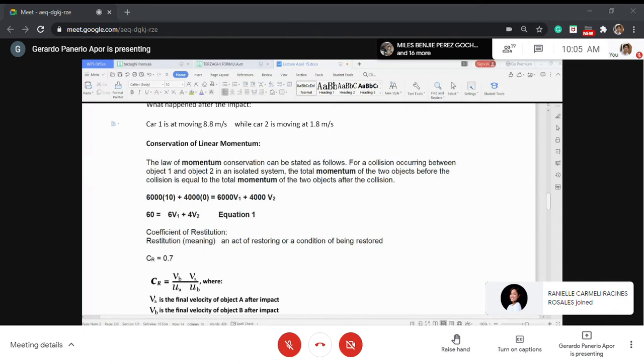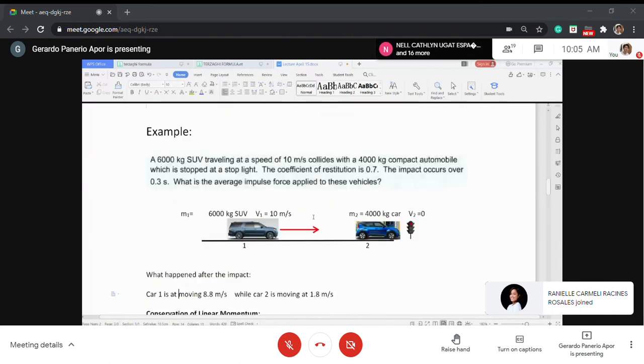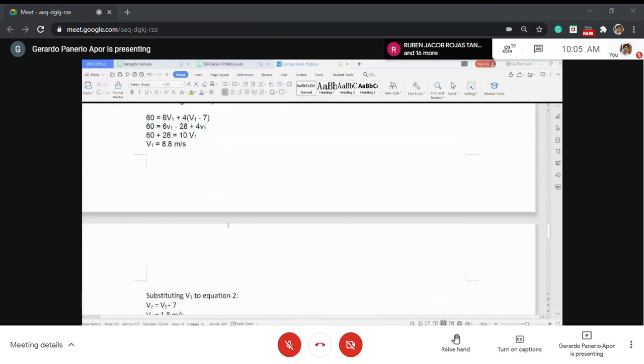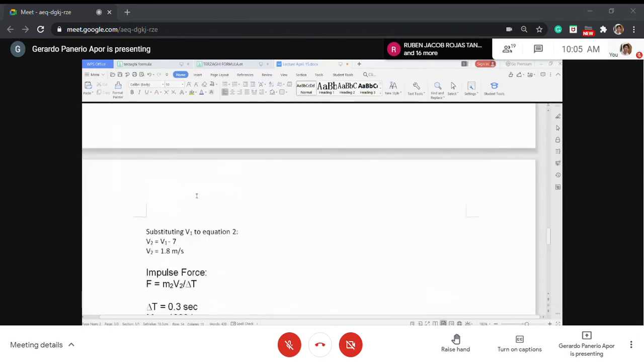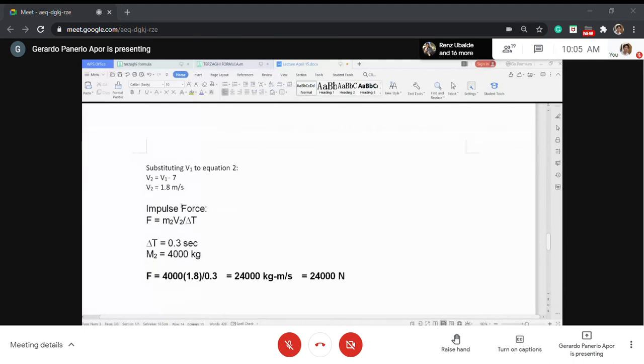But the problem also asks, in fact that is what the problem is really asking, what is the average impulse force applied to this vehicle? So what is the impulse force? Our problem does not end with knowing the velocities of the cars, but the impulse force.